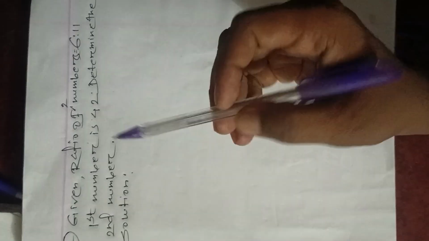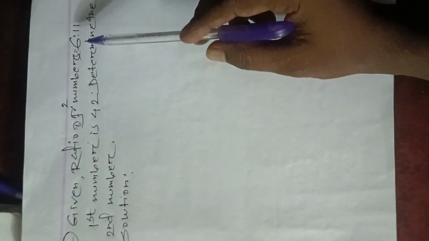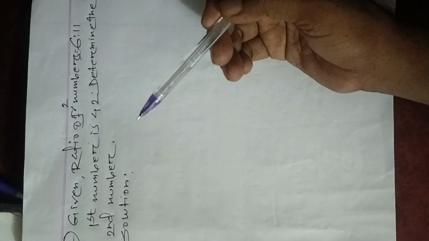Dear students, our next problem is a similar problem. The given ratio of two numbers is 6:11. Here given the one number but not given the sum of two numbers. Here given first number is 42. So determine the second number. How can we determine the second number?